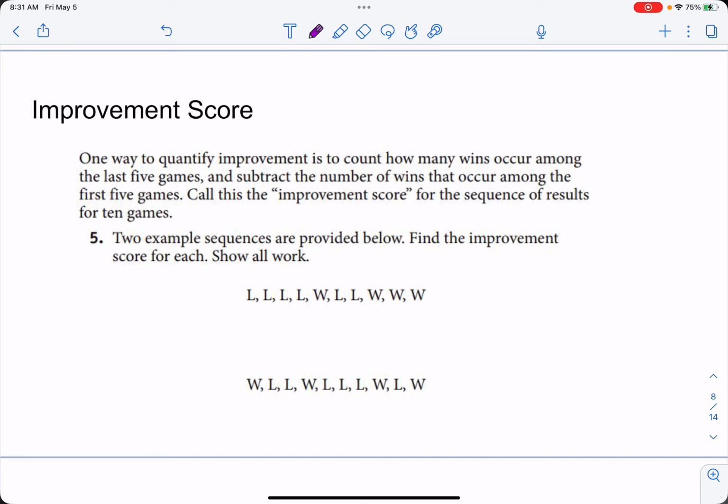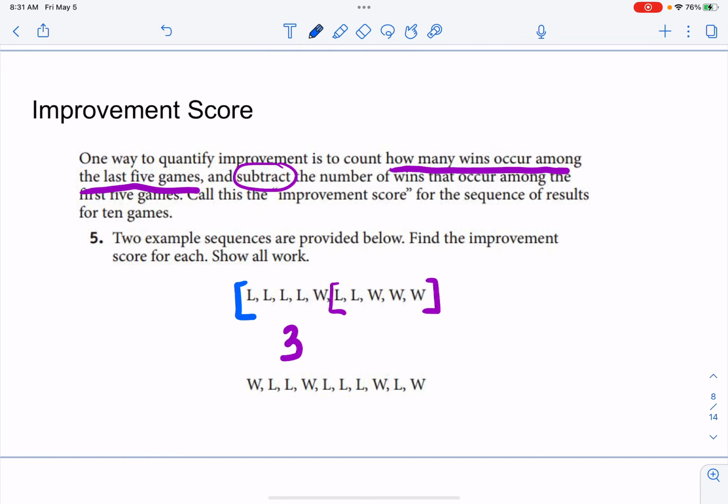What it says is count how many wins occur amongst the last 5 games. So if we were to look at the last 5 games, it would be those right there. How many wins occurred there? It would be 3. And then what we're going to do is subtract it from the number of wins that occur amongst the first 5 games. So if I was looking at the first 5 games, that would be 1. So it would be 3 minus 1. That would be 2 as an improvement score.